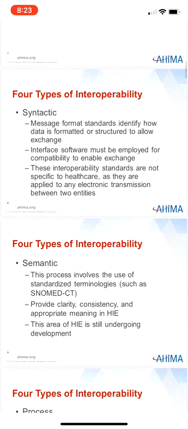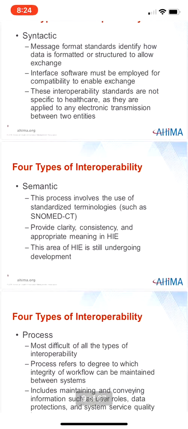And then we have semantic. This process involves the use of standardized terminologies, such as SNOMED CT that we talked about in health records, to provide clarity, consistency, and appropriate meaning in the HIE. This area of HIE is still undergoing development.